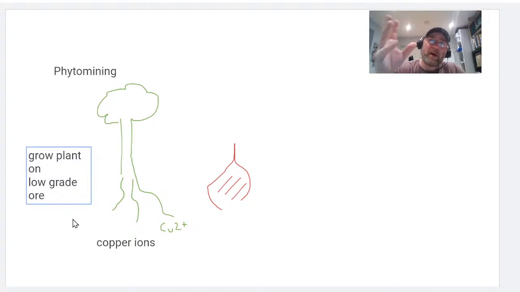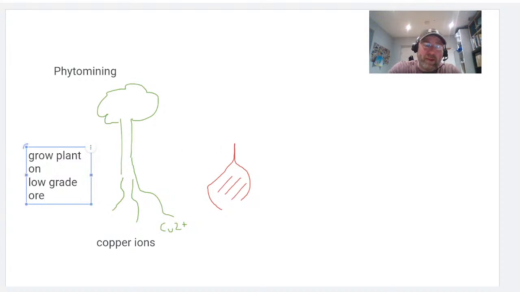So why do we do phyto mining? We do this because we're running out of copper in the real world. It's getting very expensive, and so we're trying to find copper from areas we wouldn't normally look. So looking at rocks that have hardly any copper, maybe only 1% or 0.5% copper, but if we put a plant on them, the plant will suck out the copper that it needs.